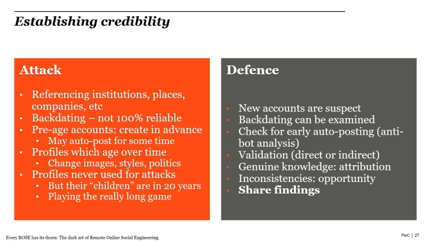Crucially here, validation is probably the most important thing. So if someone claims to have attended a particular institution or has a particular qualification, trying to verify that either directly or indirectly. And as we saw with the Robin Sage example, the crucial part there is that findings are shared and people are alerted to this.